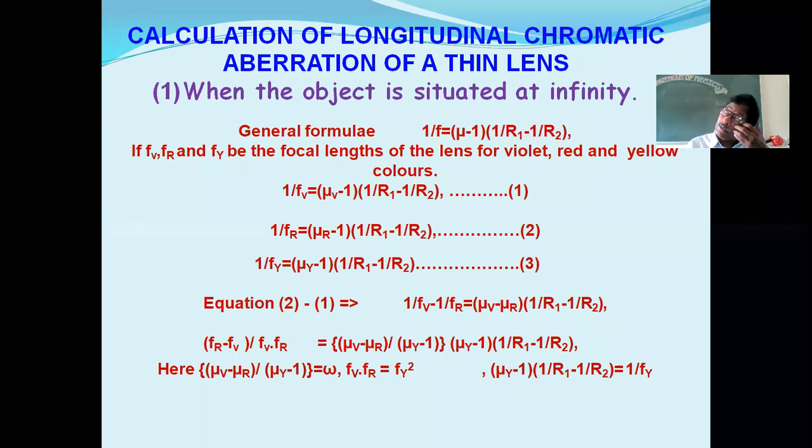So to calculate that, here we have two cases. One is when the object is at infinity from the lens. The other one is when the object is situated at a finite distance from the lens. First of all, let us derive in the case of the object when it is situated at infinity.